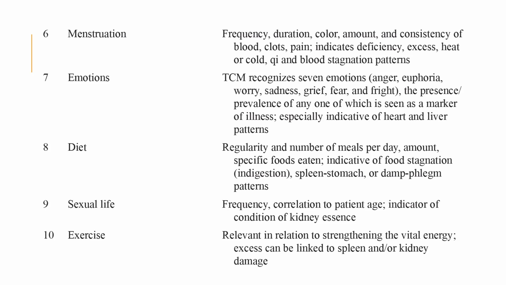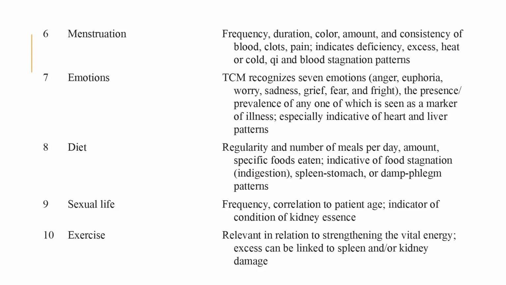Number six, menstruation. We get the frequency, duration, color, amount, and consistency of blood, clots, pain, indicates deficiency, excess heat, or cold, chi, and blood stagnation patterns. For the emotion, number seven, the TCM recognizes seven emotions: anger, euphoria, worry, sadness, grief, fear, and pride. The prevalence of any one of which is seen as a marker of illness, especially indicative of heart and liver patterns.